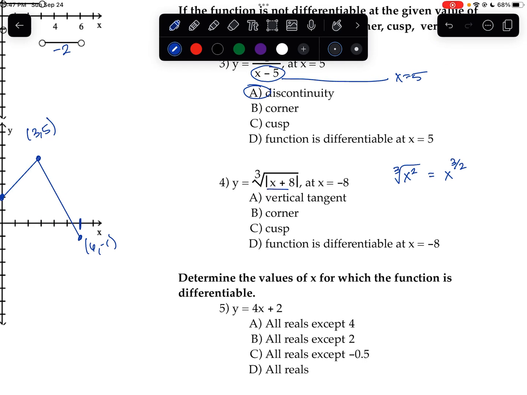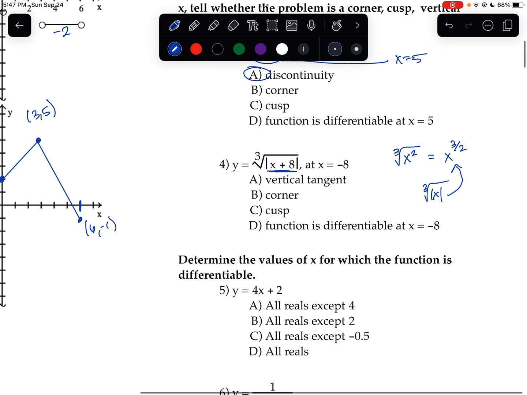So this is a translation to the left 8, which is why at negative 8 it would have the cusp, because the cube root of the absolute value of x would have a cusp at x equals 0, but since it's moved to the left 8, it would be at negative 8. And again, this would behave similar to this function up here. So yeah, that would be a cusp for that one.